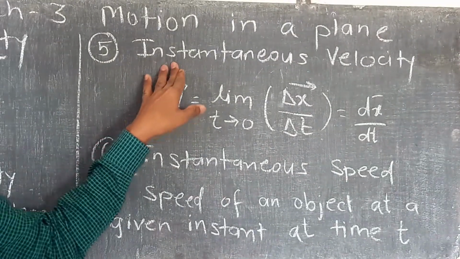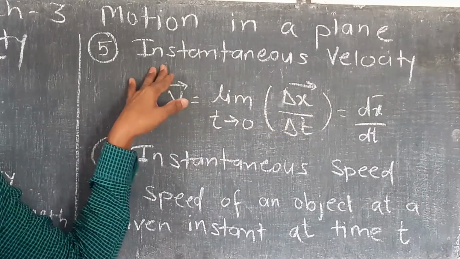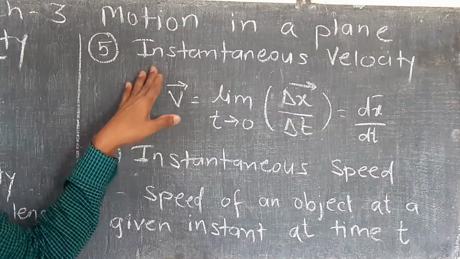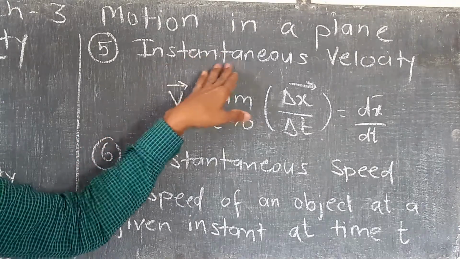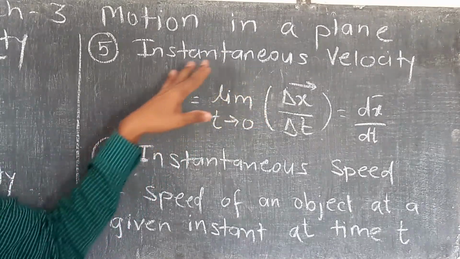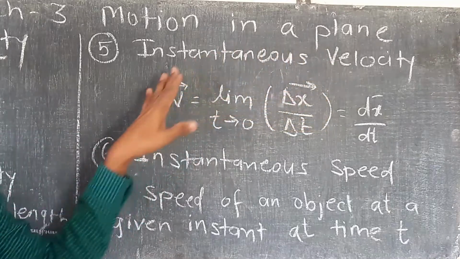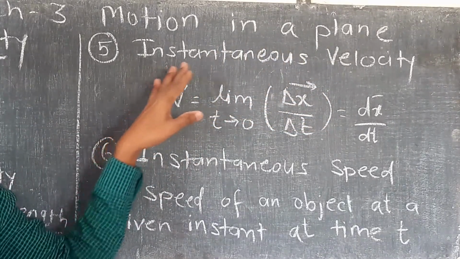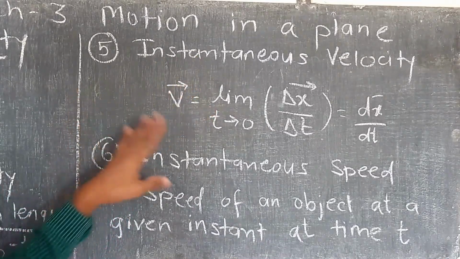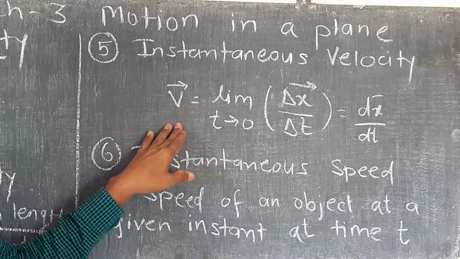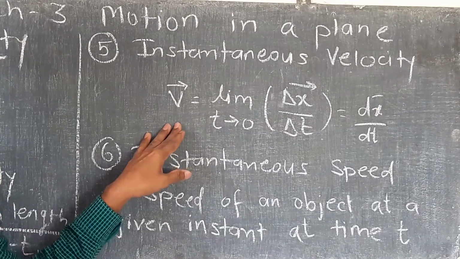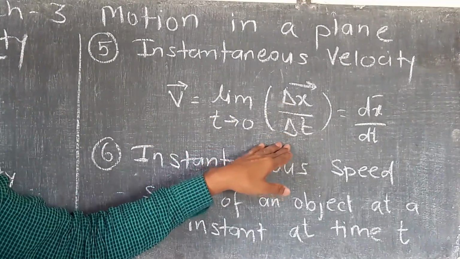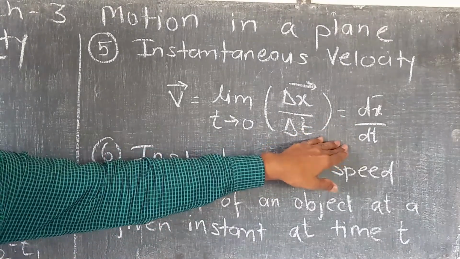Now what is the meaning of instantaneous? Instantaneous means we have to find out the physical quantity at that instant. Here we have to calculate instantaneous velocity, means we have to calculate velocity of the object at that instant of time t. Mathematically it is denoted by v bar is equal to limit delta t tends to 0 delta x bar upon delta t, which is equal to dx bar upon dt.